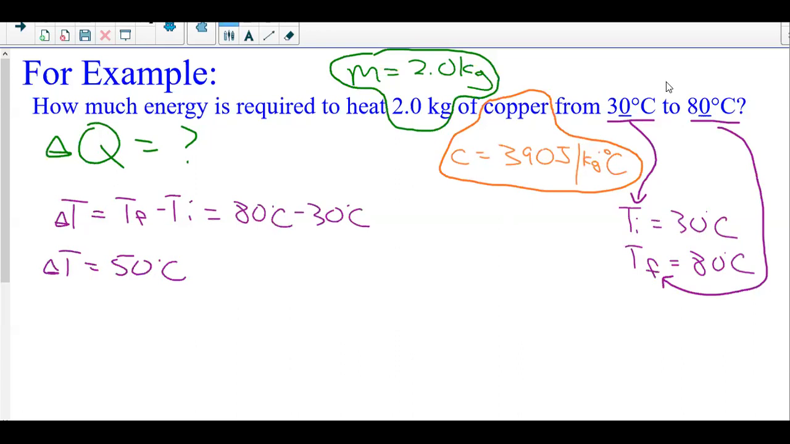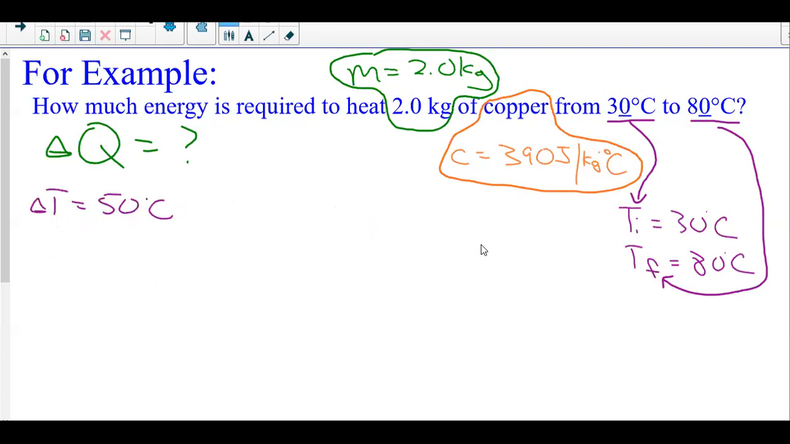And as far as the values are concerned for your specific heat capacity, just ignore their order of significance. This is from a chart, so we're just going to assume that it's not a measured number. I know technically it is, but for our purposes, we're going to stick with the measured numbers that are given. So from there, you've got a change in temperature of 50 degrees Celsius.